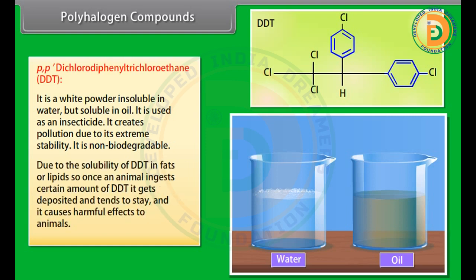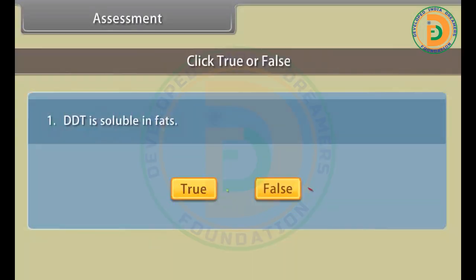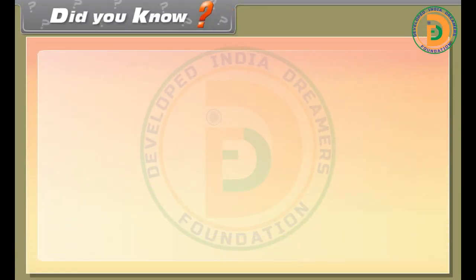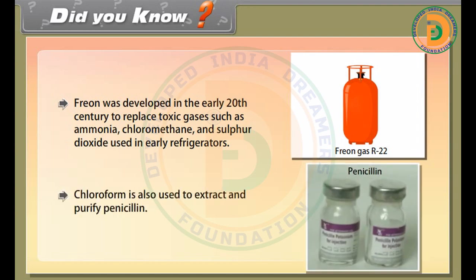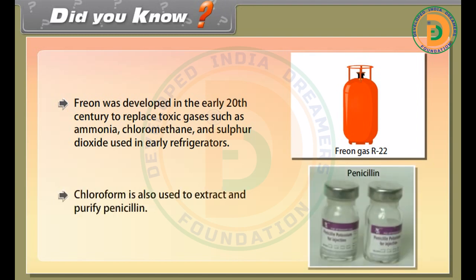Due to the solubility of DDT in fats or lipids, once an animal ingests a certain amount of DDT, it gets deposited and tends to stay, and it causes harmful effects to animals. Did you know? Freon was developed in the early 20th century to replace toxic gases such as ammonia, chloromethane, and sulfur dioxide used in early refrigerators. Chloroform is also used to extract and purify penicillin.